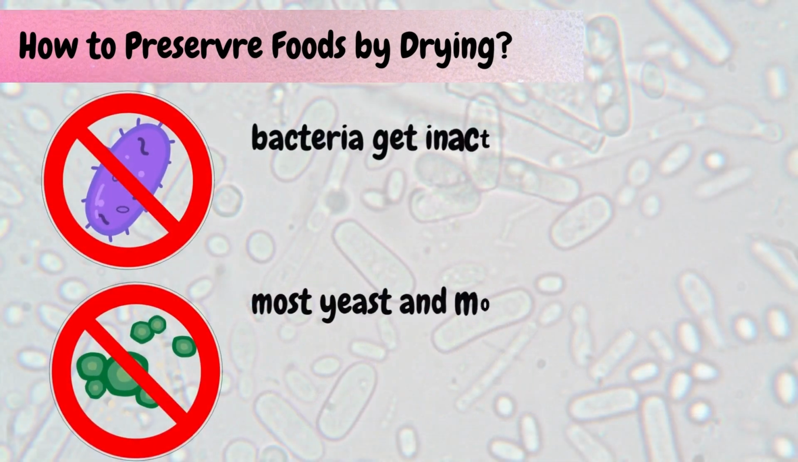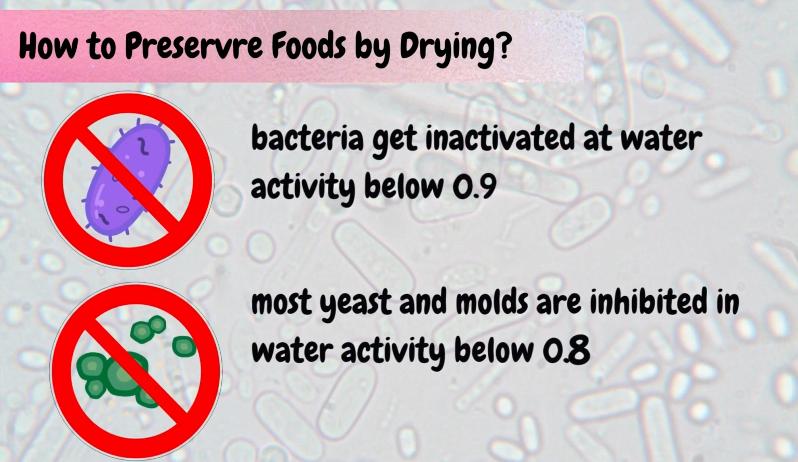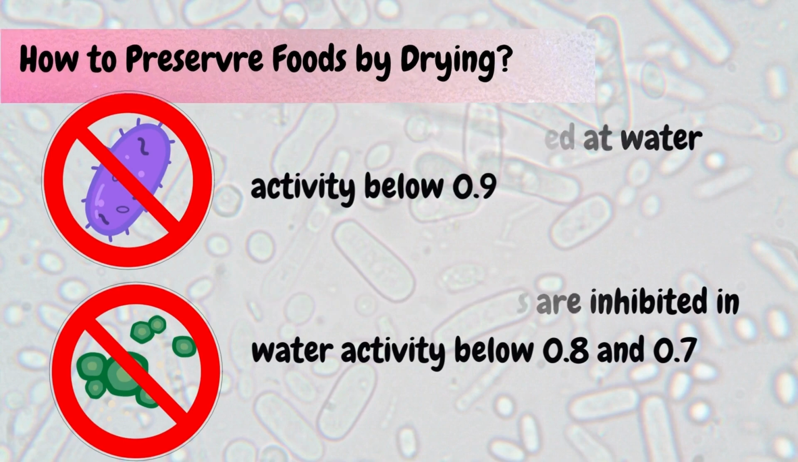Most of the bacteria get inactivated at water activity below 0.9, whereas most yeast and molds are inhibited in water activity below 0.8 and 0.7 accordingly.